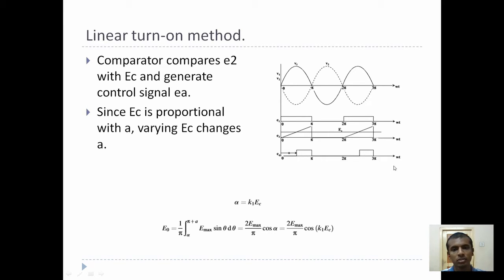So see in this graph, this is E2 and this is EC. When the E2 value is greater than EC, the comparator gives an output signal so that it will control the converters. So below you can see, as I said, the alpha angle, control angle, is directly proportional to the control voltage EC. K is the proportional constant. Below they gave the equation for the output voltage E0.